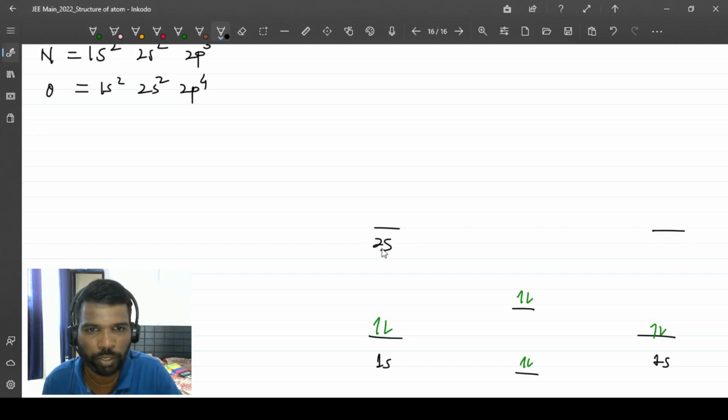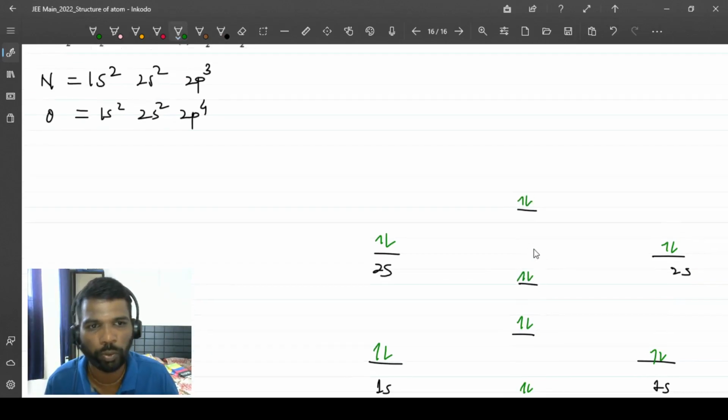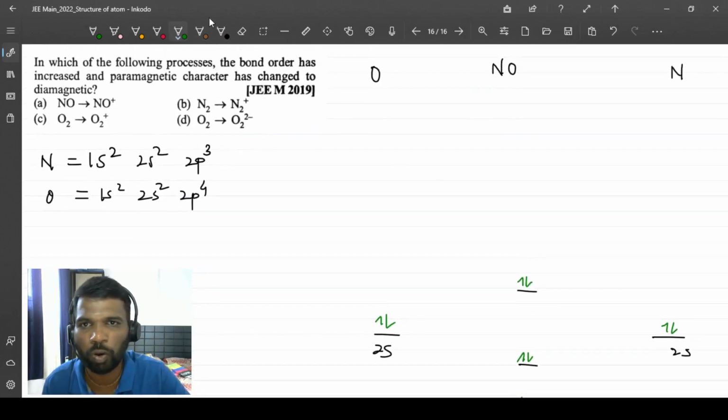Then comes the 2s orbital. This is 2s and this is 2s. There are two electrons in both cases. So here also there is a bonding and an anti-bonding. There will be two electrons over here and two electrons going over here. Then when it comes to the p orbital, it is this way.